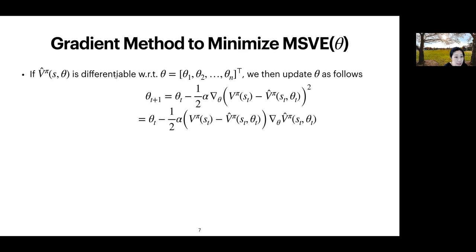Theta is a vector. It has n entries, theta one, theta two, all the way to theta n. I'm writing this transpose here just to show that this is a column vector, just a convention. We usually write vectors as column vectors. So theta t plus one now, this might be related to time, but you could also think of this as the so-called update step in stochastic gradient descent kind of methods.